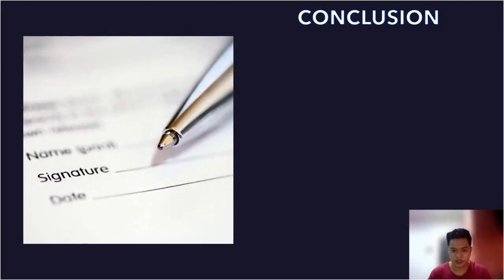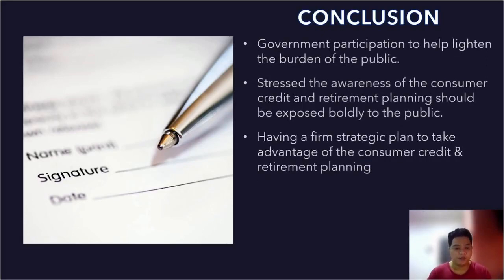Let's touch on the conclusions. After the group members have done the case studies, we identified several conclusions coming out of this report that we would like to present here. First, as you can see from the report that we wrote up, during COVID-19 a lot of issues happened, and government participation to help lighten the burden of the public helped a lot of people to survive during this critical time.